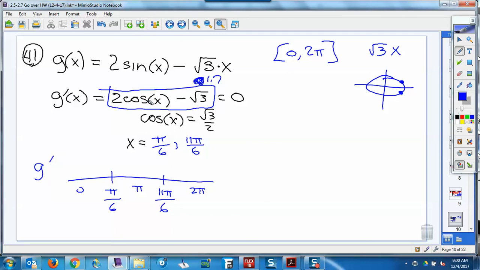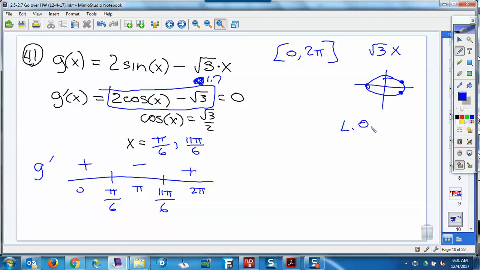Put a 0 near cosine of 0 is 1, so 2 minus that's a positive. Cosine of pi is over here is negative 1, so negative minus that is going to be negative for sure. Cosine of 2 pi is 1, so again, same thing. I'm not going to go through all of those justifications. We've done it a bunch of times. There's a local max, there's a local min. Here's where it's increasing, decreasing, increasing. Okay.